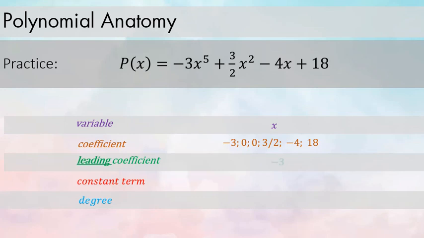The leading coefficient, can you get it? Negative 3. And the constant term, the last term, the term which is not dependent on the variable x, is 18. And degree, the highest power, is 5.